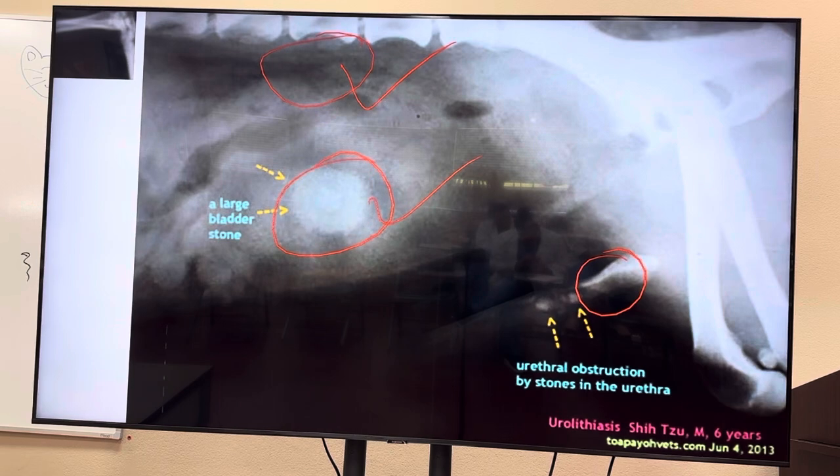And if you have this stone within the penile urethra, what you see is blood, hematuria, at the beginning of the urine, and subsequent urine free of blood. So these are different types of hematuria.